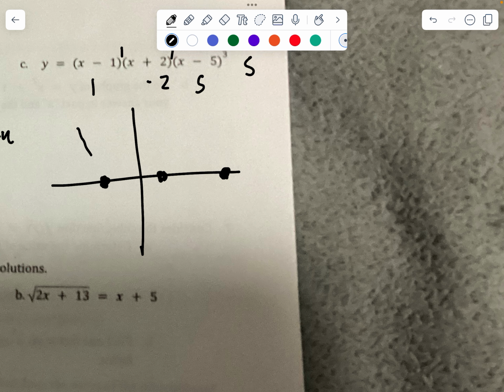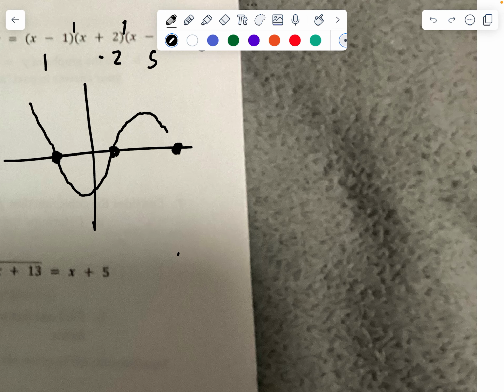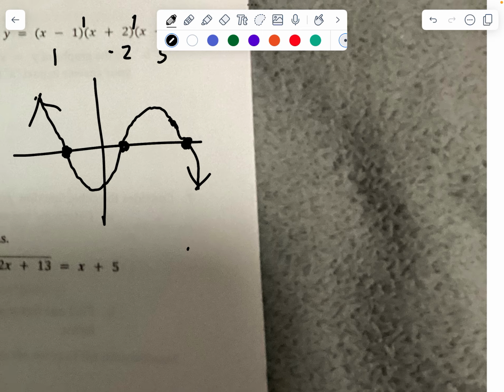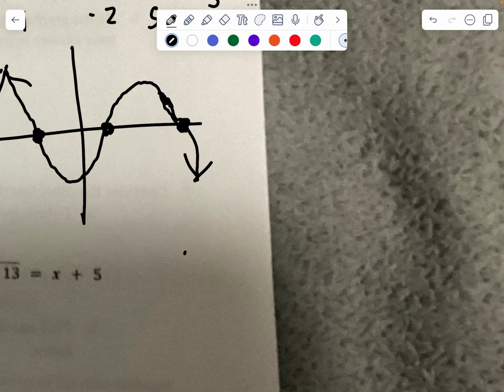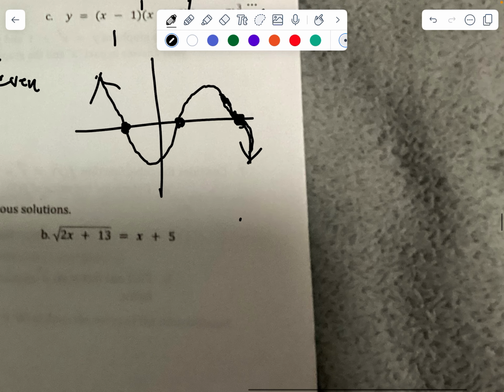Start positive. It's gonna go through the first, through the second, and then if you've ever seen a third degree polynomial, they kind of shimmy. They do a little weird thing when they go through it. So we're gonna draw that little weird thing through it. I can't draw this very well, but pretend this is a third degree going through that point. That's all it's doing right there.